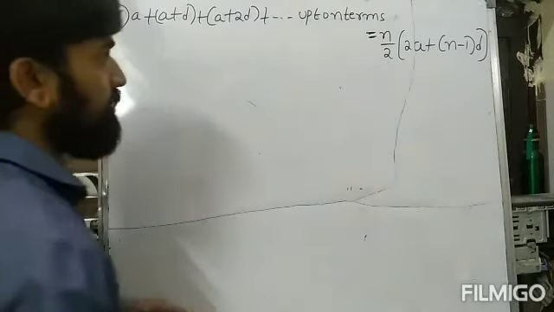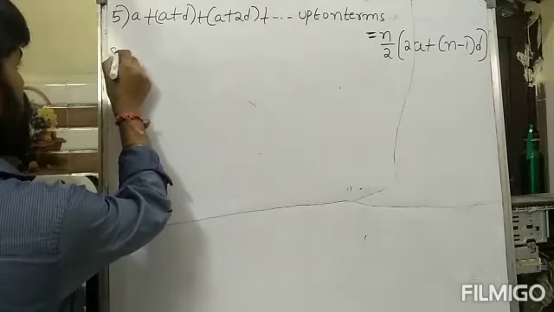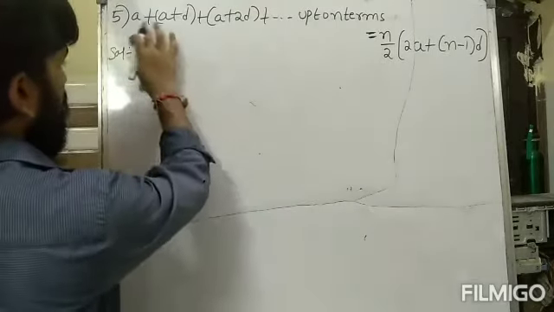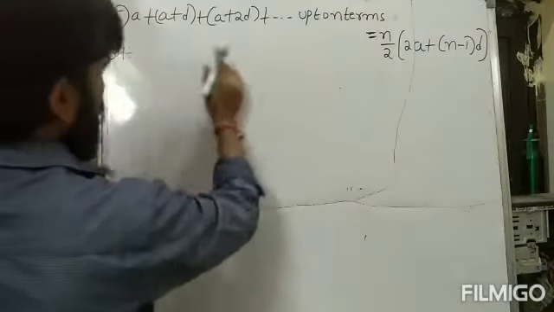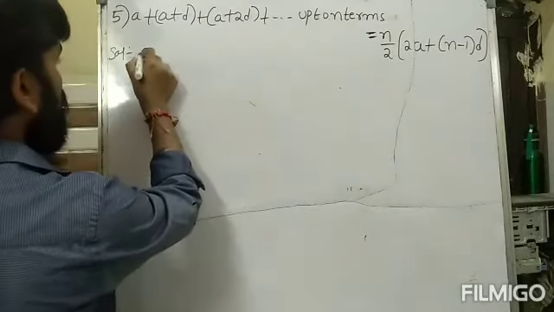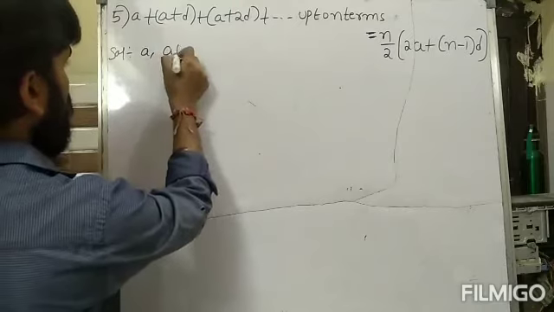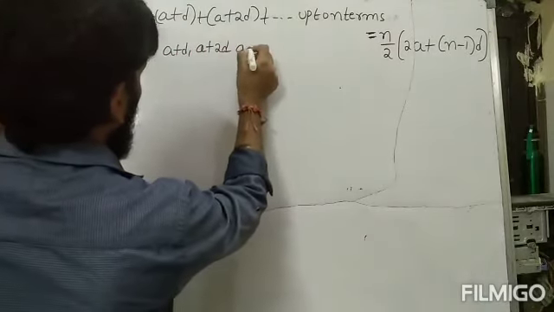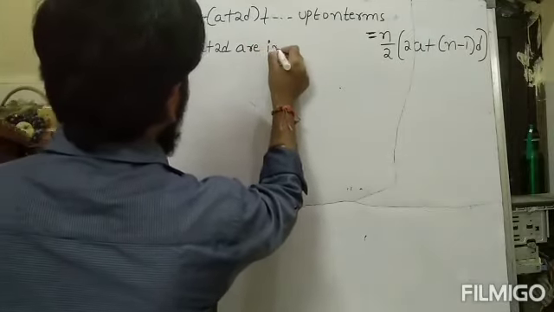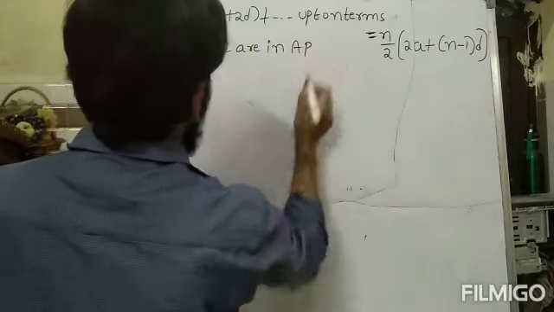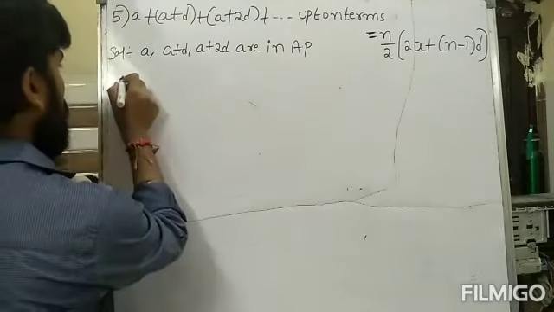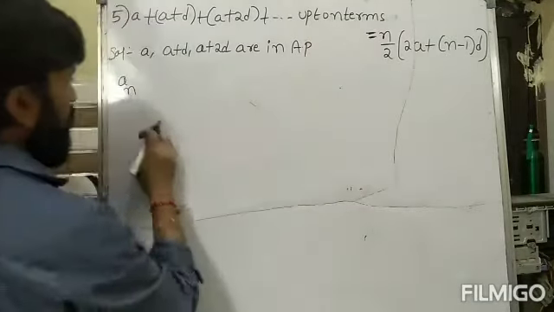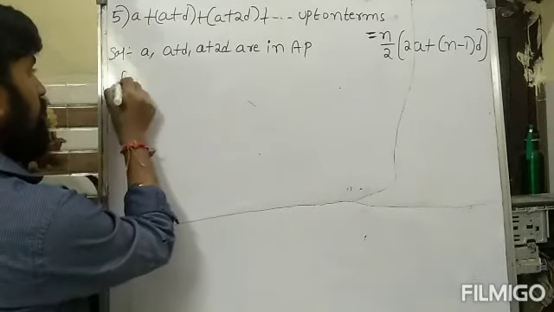So this is the given question. For the solution, first we need to find the sum up to n terms: a plus d, a plus 2d, up to n terms. These are in AP series. Therefore, we need to find Sn, the sum up to n terms.